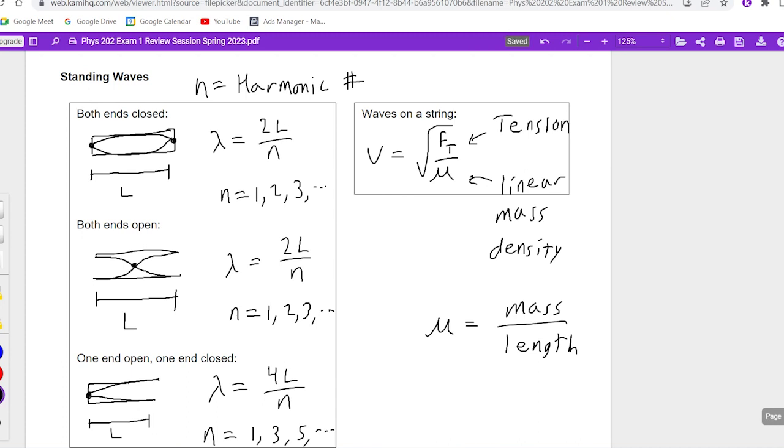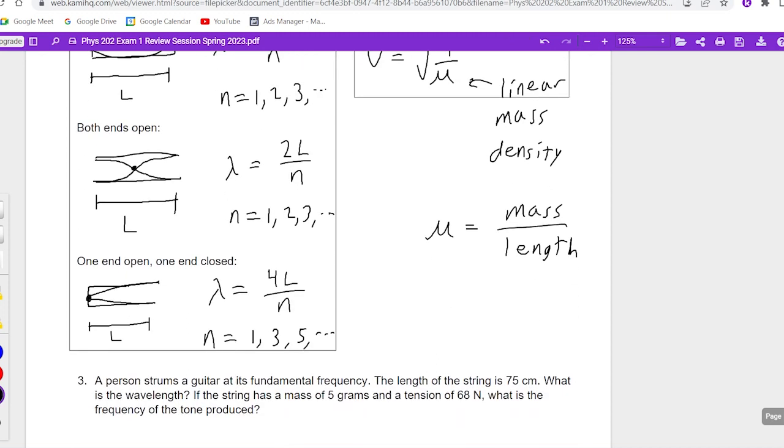And there we go. That's everything we need to know. Keep in mind that we will still be using the wave speed equation, V equals lambda times F, for all of these. That does not go away. We just have some new added fun stuff to talk about.